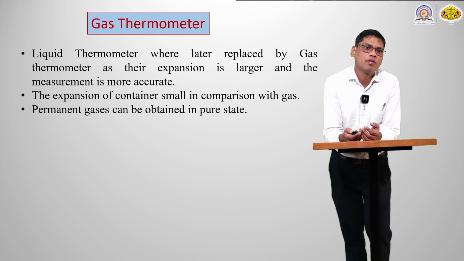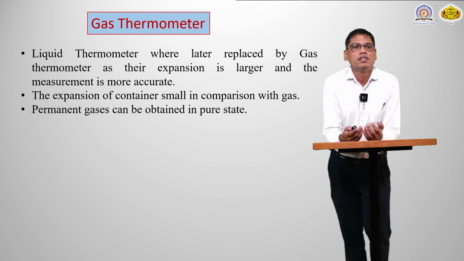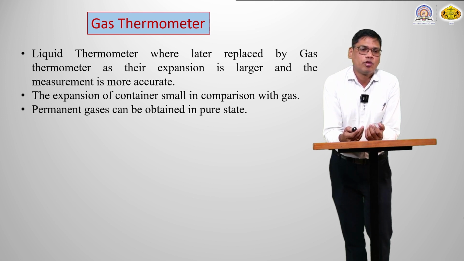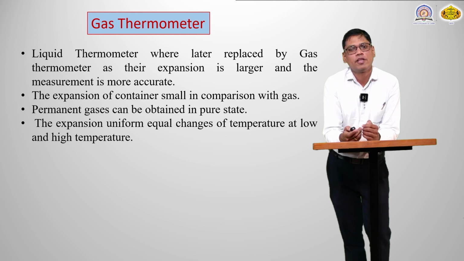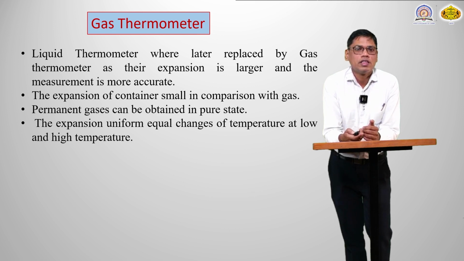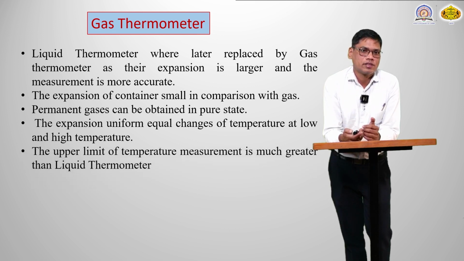A permanent gas can be obtained in a pure form. Whatever gas we are putting in the container can be obtained in a purified form. Then, the expansion is uniform for equal changes of temperature at low and high temperature. Since it has a uniform expansion over low as well as high temperatures, the change is linear with temperature. Then, the upper limit of temperature measurement is much greater than that of the liquid thermometer.